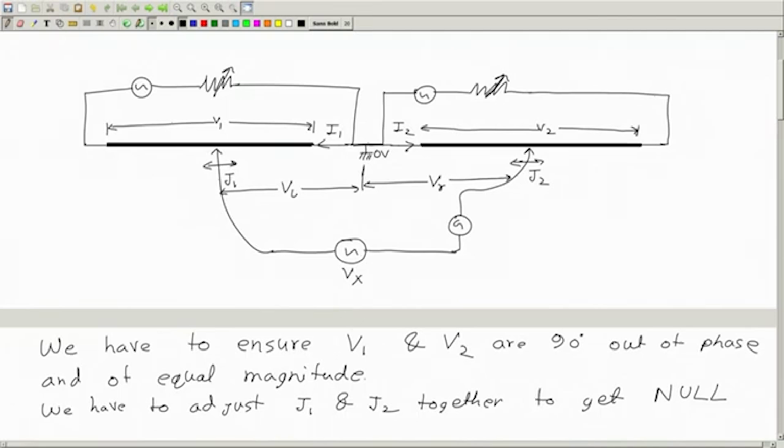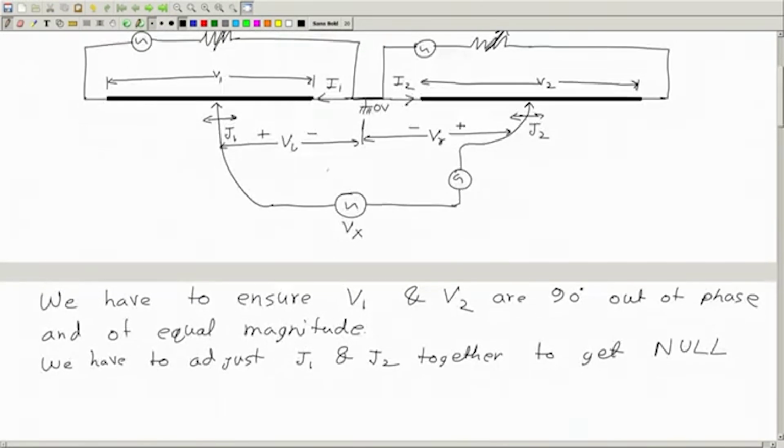Then what can we say? Okay, and the reference direction, so this is the 0 side, so VR is measured like this, VL is measured like this. VL is measured with respect to this point, VR is also measured with respect to this point. So then we can say, and Vx, let me take the reference of Vx like this, for example.